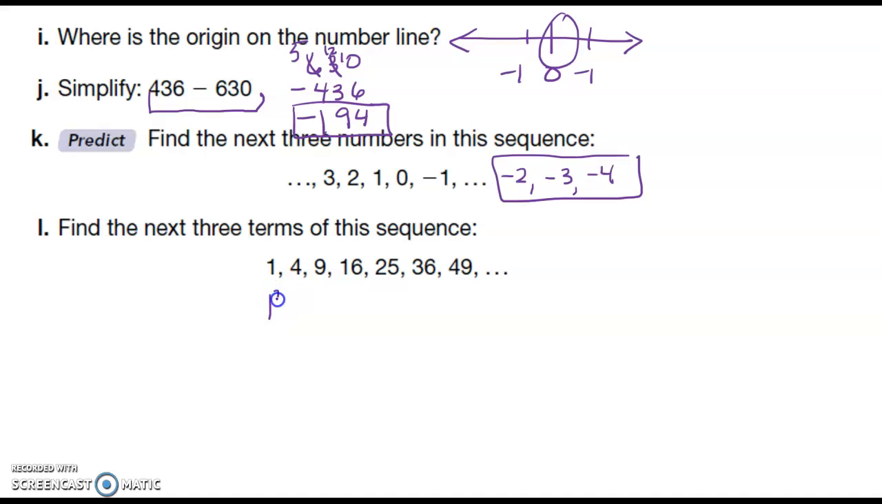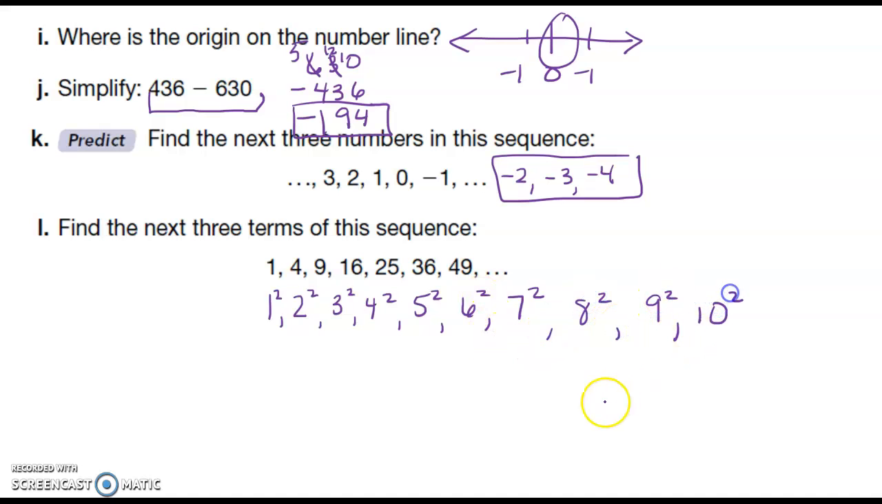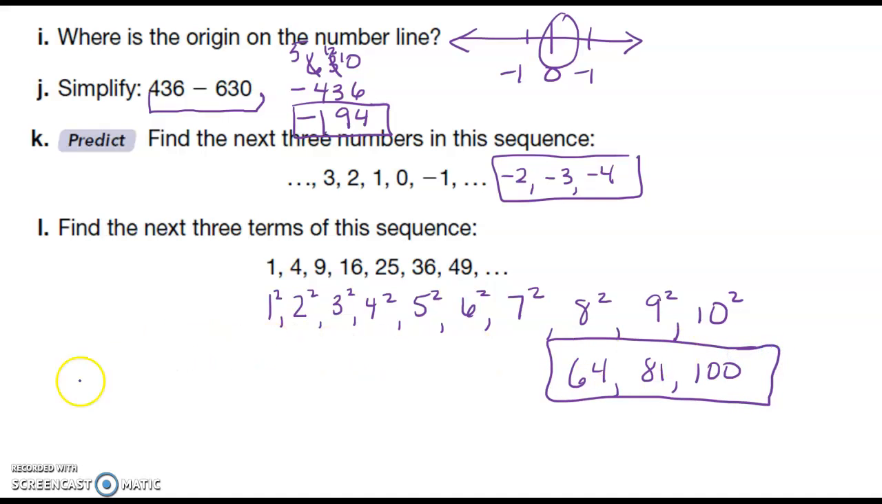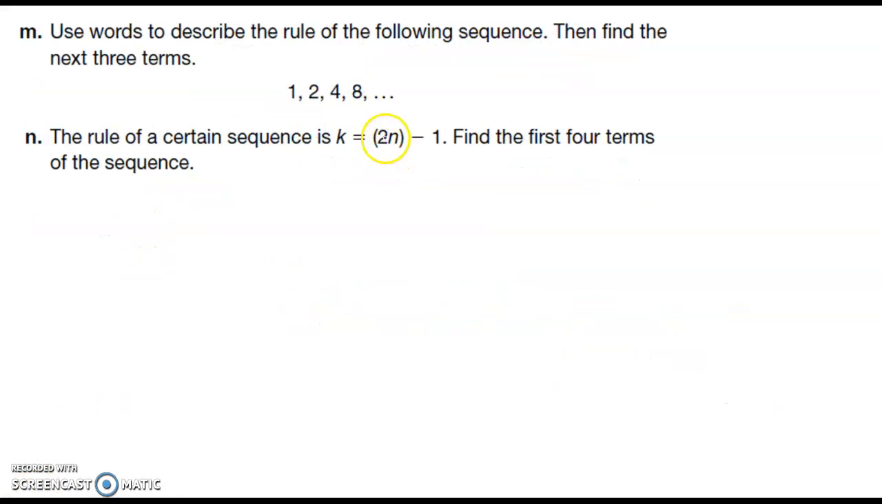But what we have here is 1 squared, 2 squared, 3 squared, 4 squared, 5 squared, 6 squared, 7 squared. So my next three terms are going to be 8 squared, 9 squared, and 10 squared, which is 64, 81, and 100. Okay, I think that's the end of it. Oh, no. M and N, my bad.